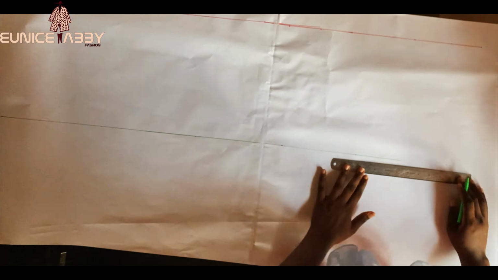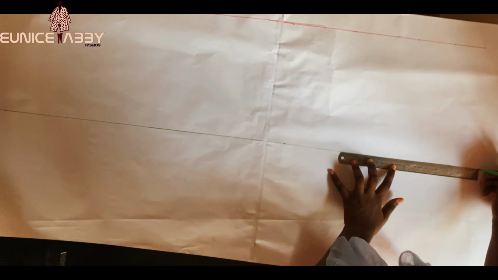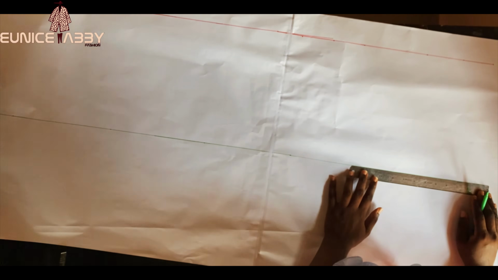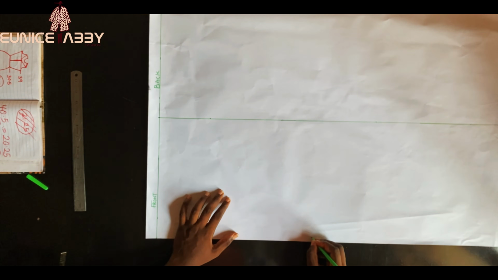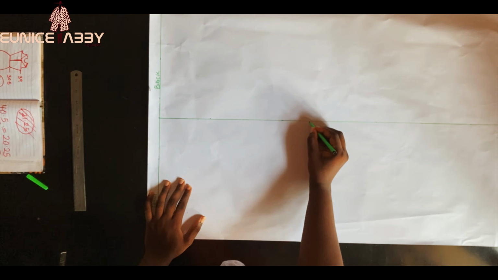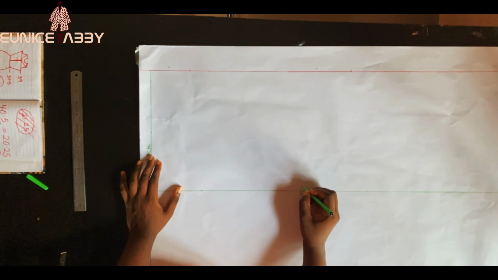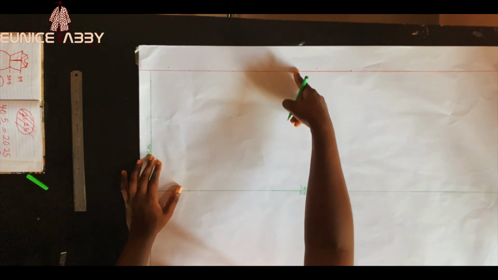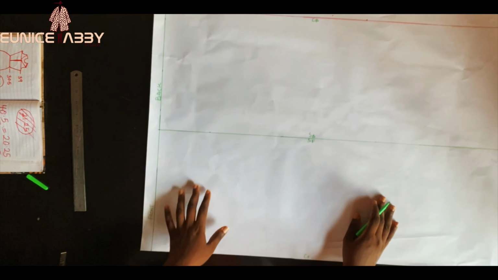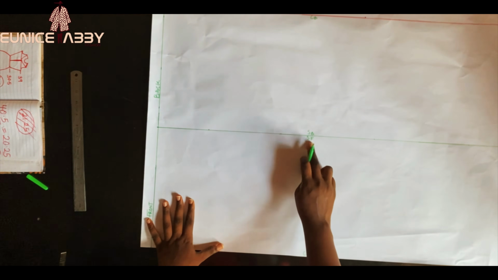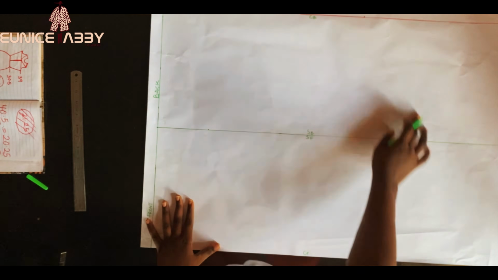Okay, as you can already tell, I went ahead to join 2 pattern papers together because my dress length is longer than 1 pattern paper. I went ahead to label this part CF as in center front, then I labeled this part SF as in side front, then I labeled this part SB, that is side back, then the middle I labeled here CB, and that is the center back. All of this is very important so that we do not mistake any of our patterns.